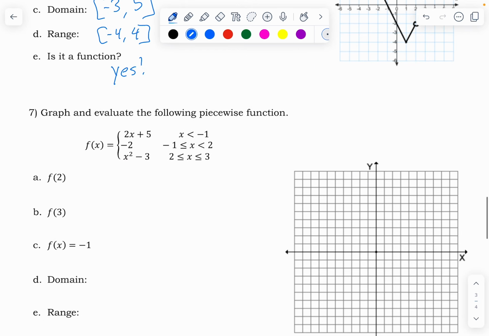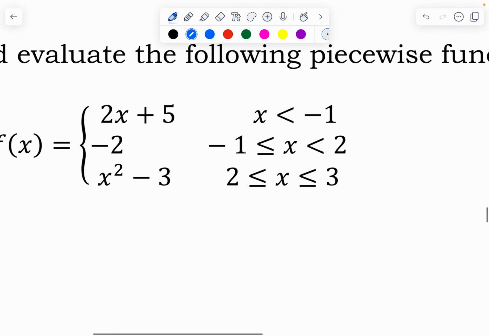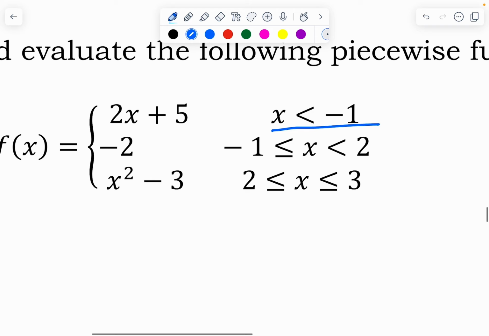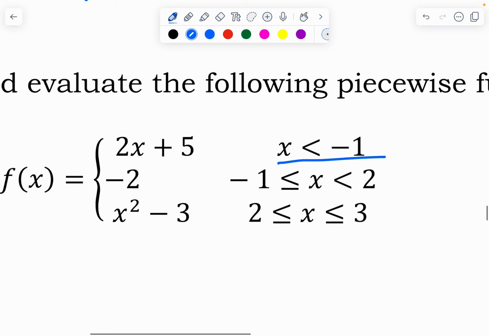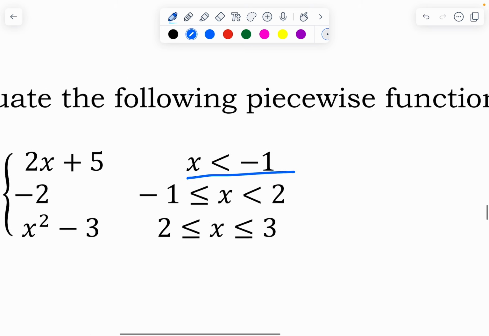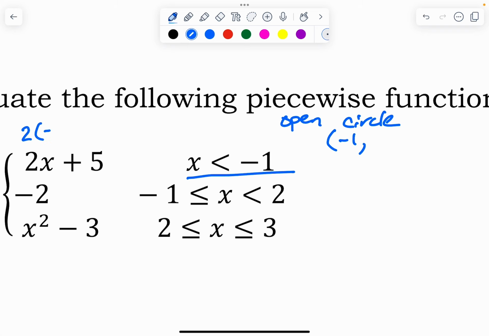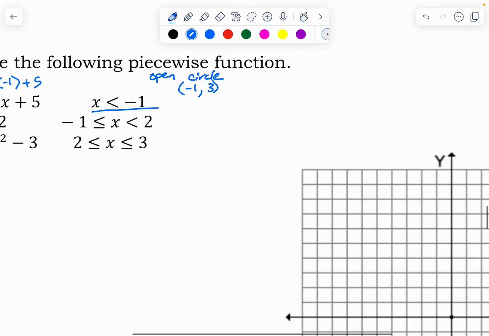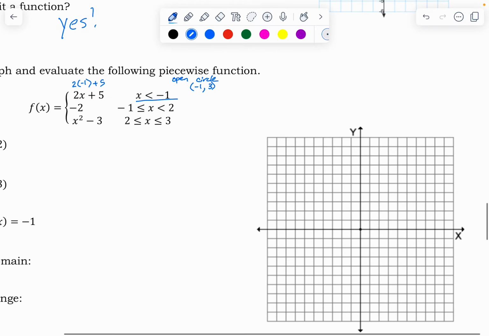All right, the next one. They want us to graph a piecewise function. On this one, the first piece is valid when x is less than -1. So what I would do is plug in -1 and see what we get, but we're going to have an open circle at the point -1. When I plug in -1, I have 2 times -1 plus 5. 2 times -1 is -2, plus 5 is +3. So I need an open circle at (-1, 3).